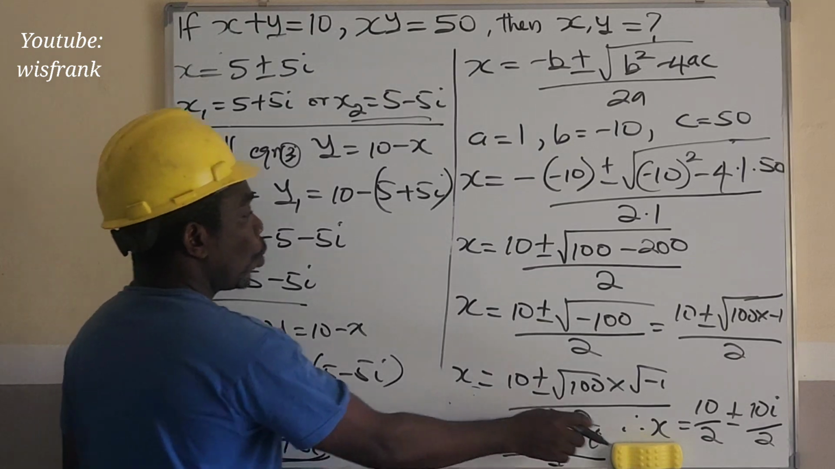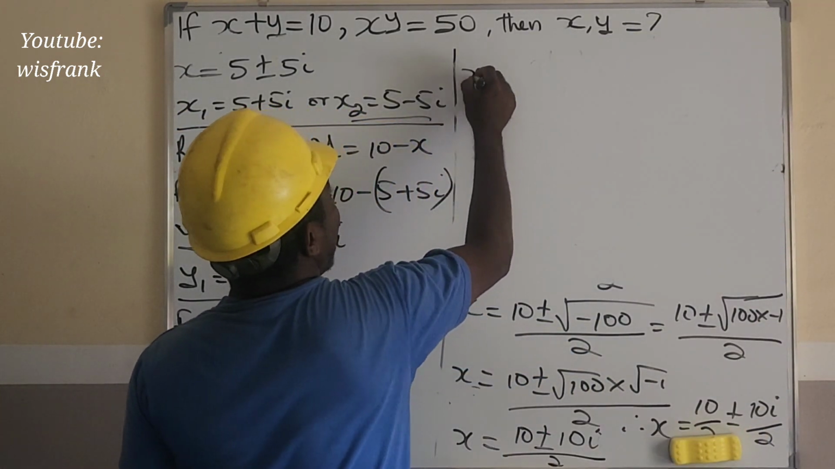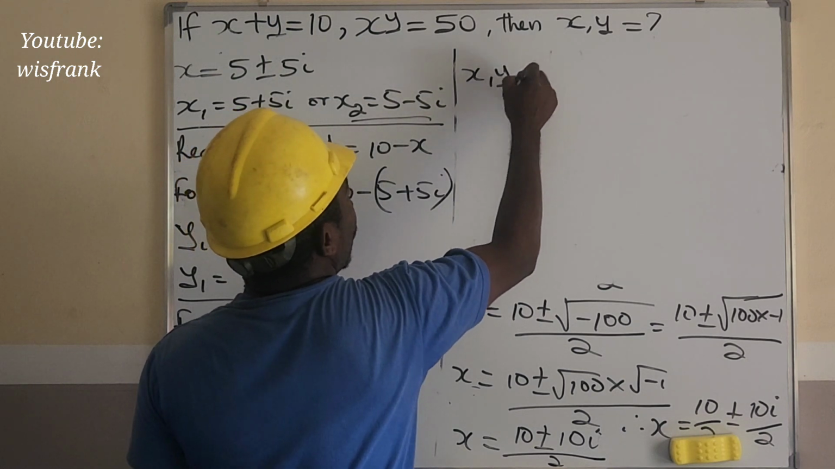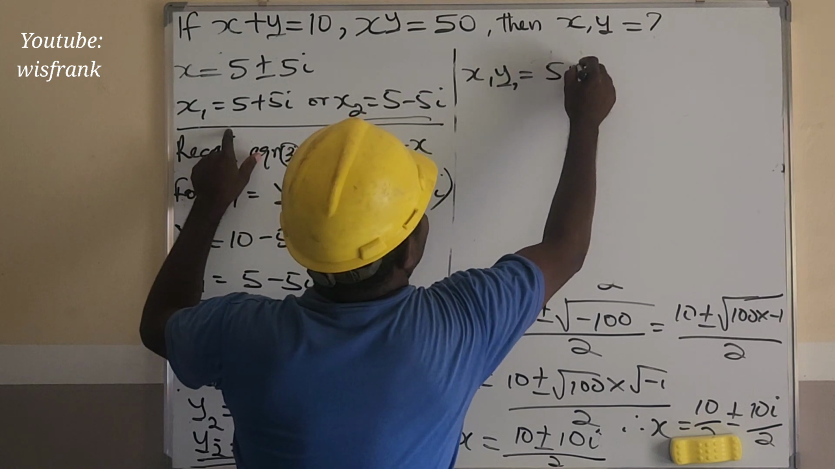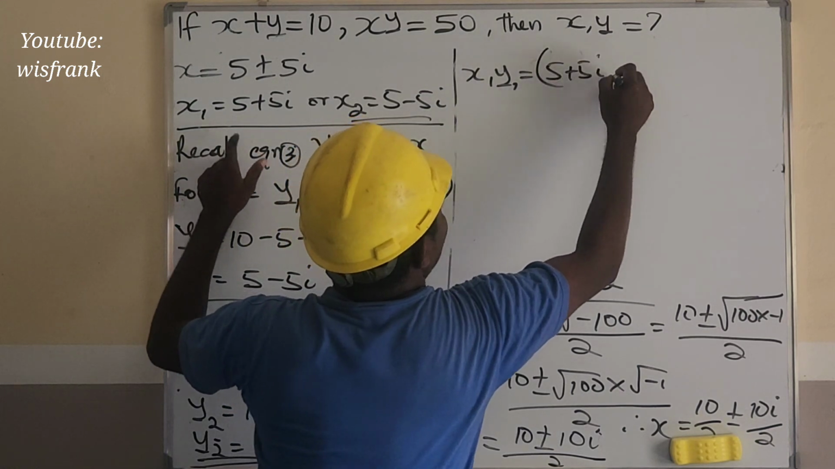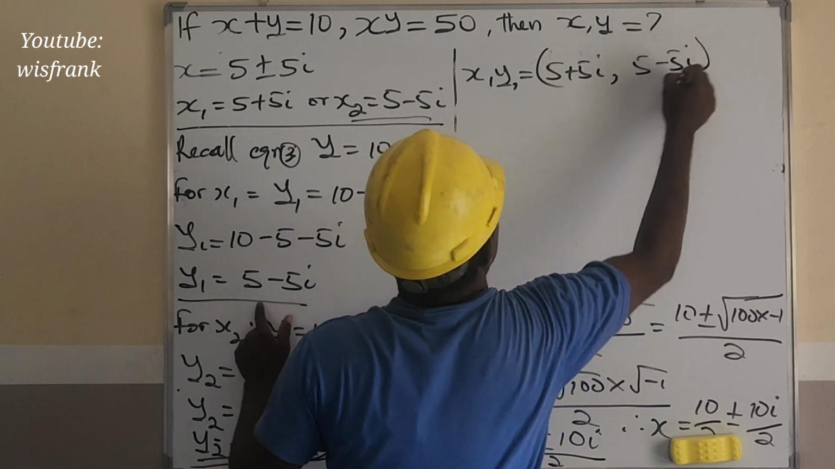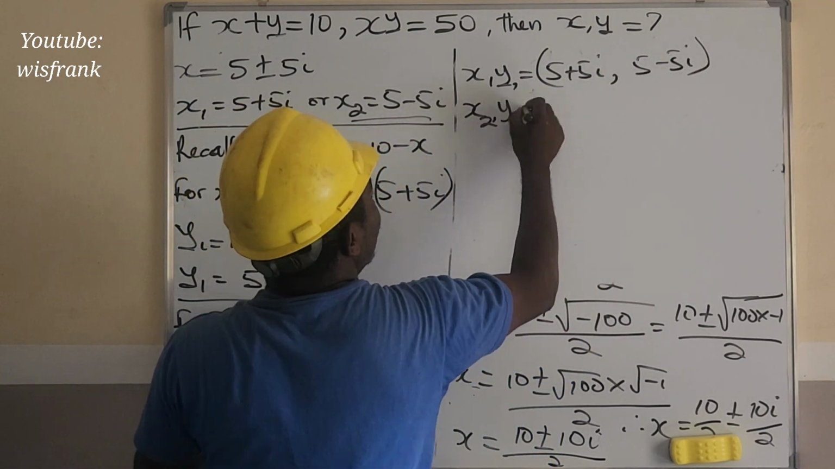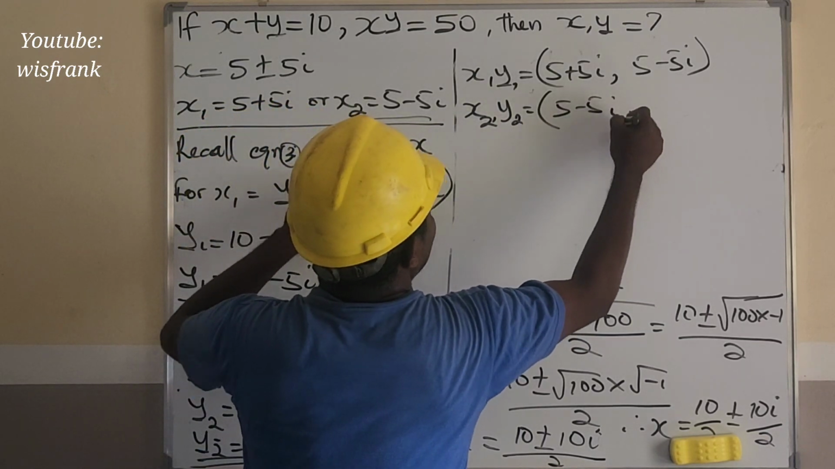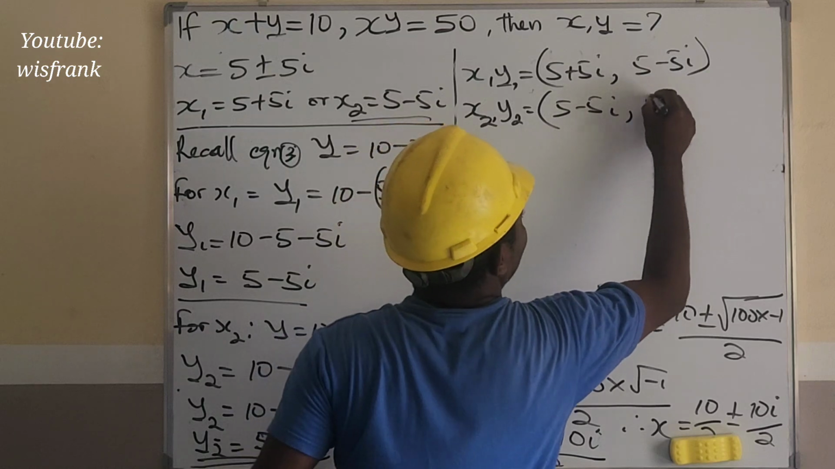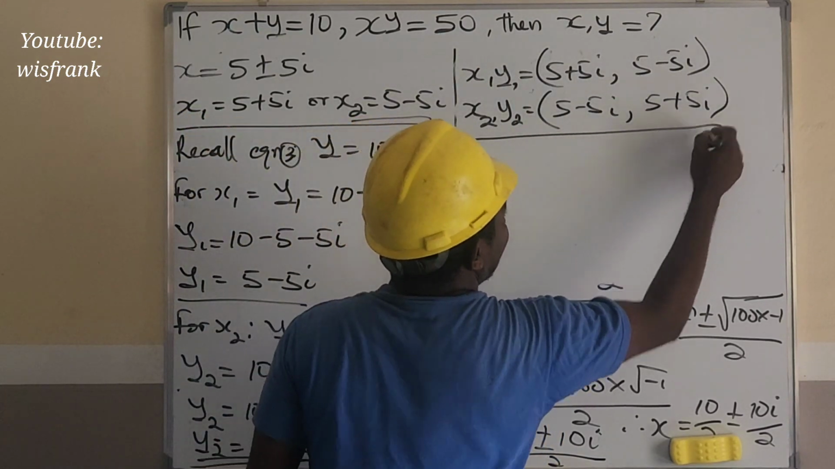In that case, we can write out the solutions for x and y. For x1, y1, x1 is 5 plus 5i and y1 is 5 minus 5i. Then for x2, y2, x2 is 5 minus 5i and y2 is 5 plus 5i. So these are the solutions of x and y that we have.